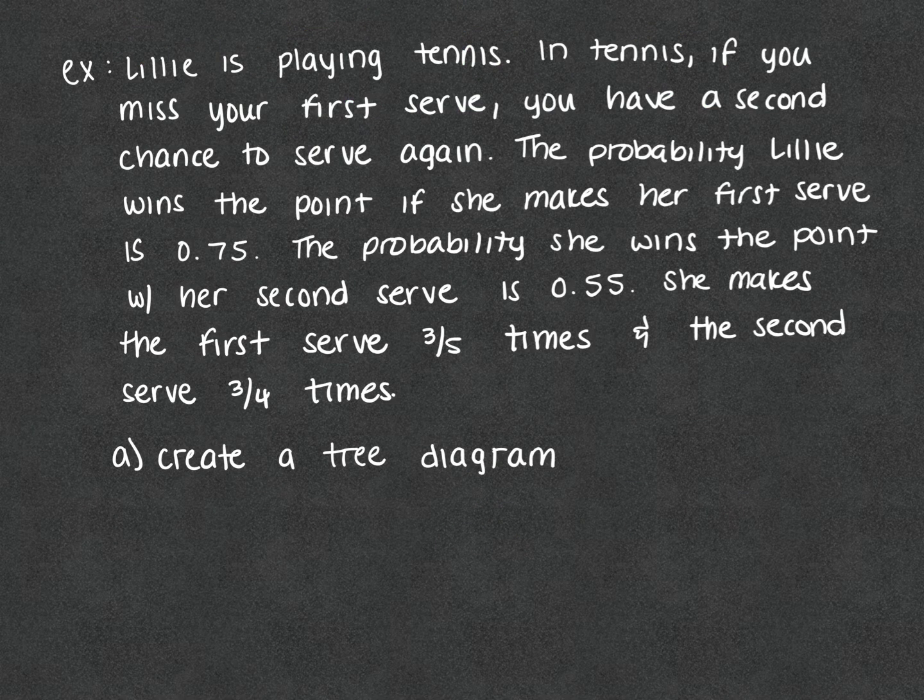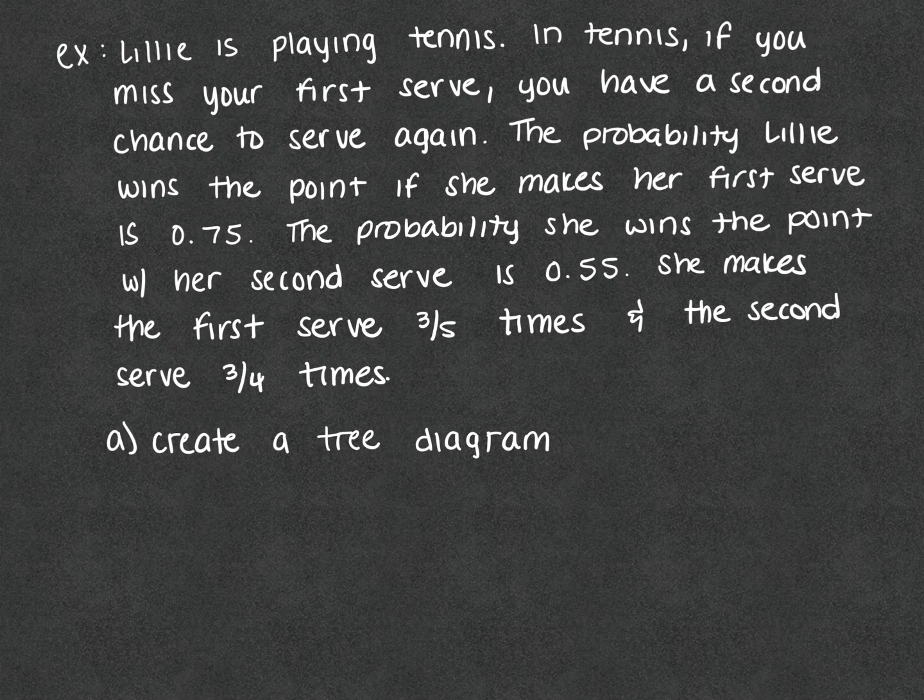All right, so let's try a different type of problem that looks a little bit differently. This one's kind of harder, but we'll go through the process. So this time we have Lily's playing tennis. In tennis, if you miss your first serve, you have a second chance to serve again. So the probability that Lily wins the point if she makes her first serve is 0.75. The probability she wins the point with her second serve is 0.55. She makes the first serve 3 out of 5 times and the second serve 3 out of 4 times. So there's lots of things going on here, okay?